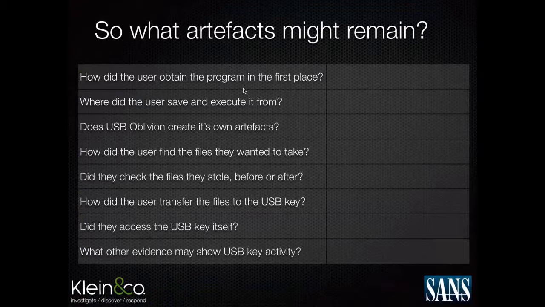Did they check the files before they stole them, or maybe after they stole them? Did they, after they copied them to the USB key, did they maybe open them up? If they did, that actually creates a lot of really good artifacts that we can use. How did the user transfer the files to the USB? Did they access the key itself? So is there any activity showing that they accessed the key, maybe open files or directories on it? What other evidence may show key activity? So these are the kinds of contextual questions that you may want to answer.